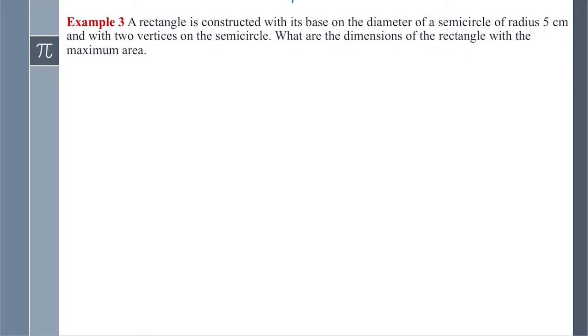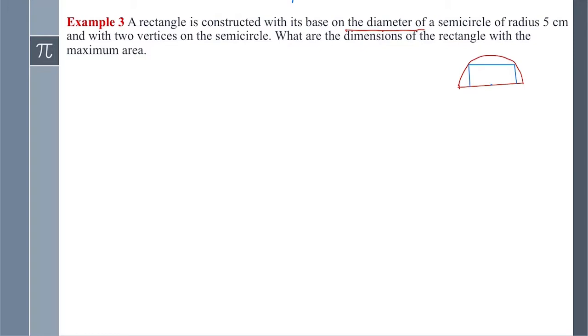Let's look at another example. This is one of my favorites. A rectangle is constructed with its base on the diameter of a semicircle. So let's go ahead and draw the semicircle. Let's say this is the semicircle. Now what this is saying is a rectangle is constructed with its base on the diameter of the semicircle. So you're going to make a rectangle here with one of the bases on the diameter of the semicircle.